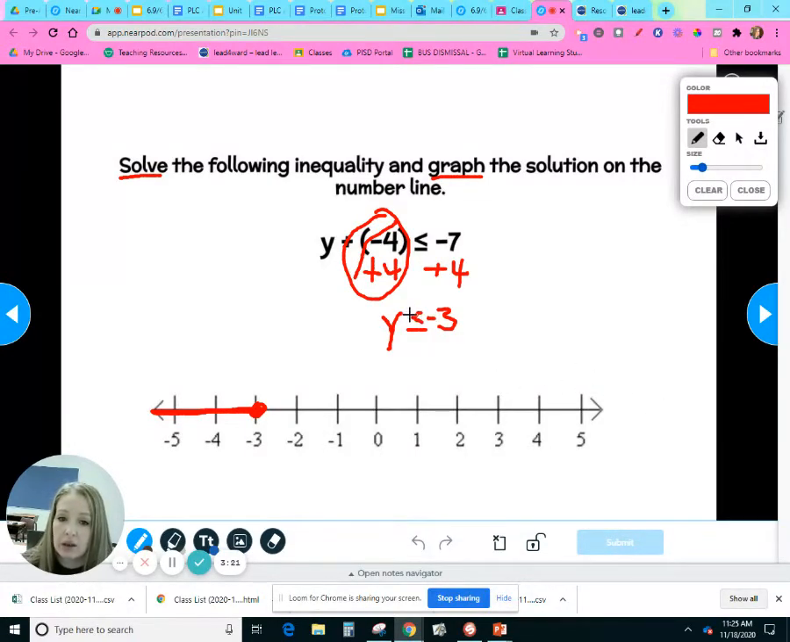Now, if it had just said less than without the line under it, we would have done an open circle. And if it had been either greater than or equal to, we would have gone right because it would have been pointing to the right.